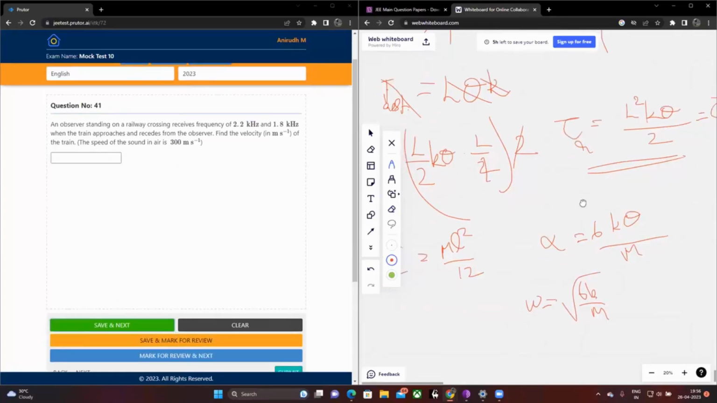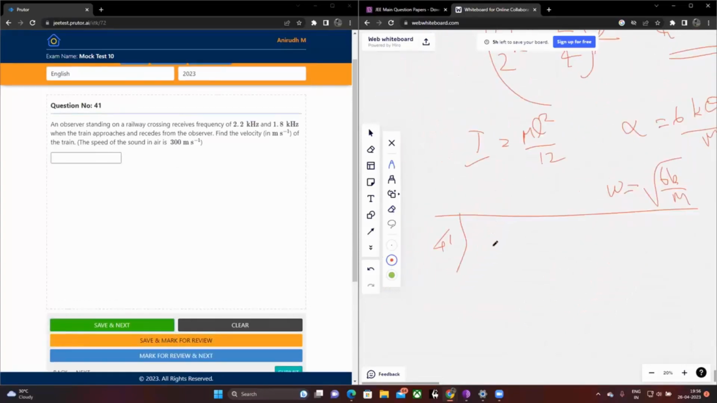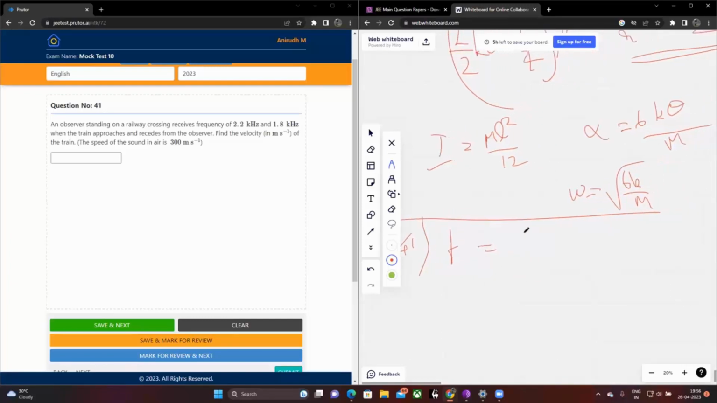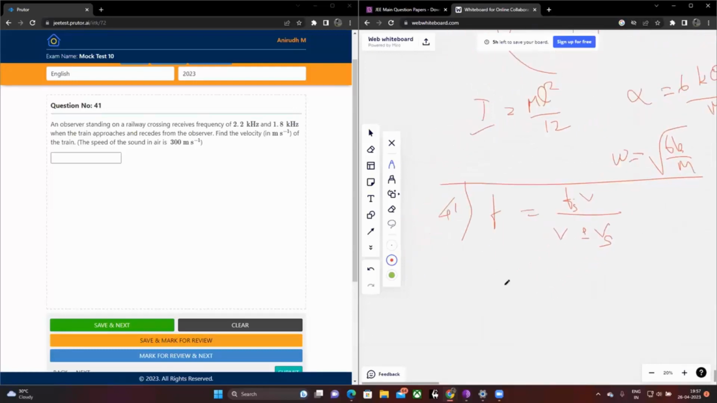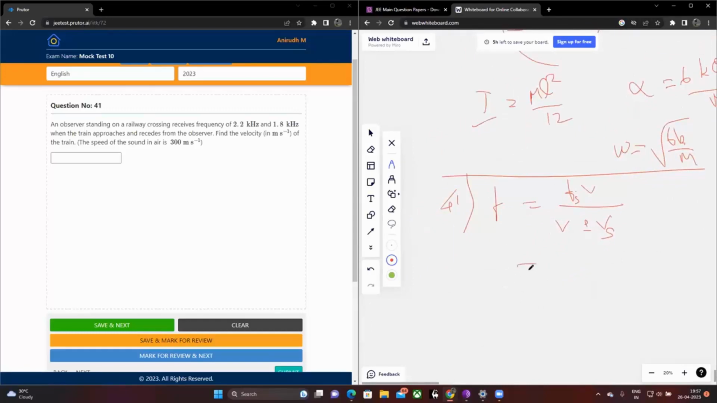Next, observer standing here, frequency 2.2, 1.8, the train approaches. This is your Doppler effect question, a classic Doppler effect question, where you have f equals f source into V, divided by V plus or minus Vs. It's minus if the source approaches and plus if the source recedes. So this is your f observed.